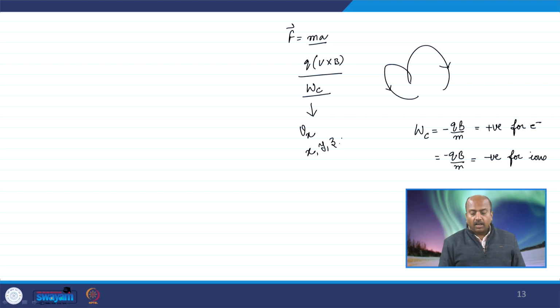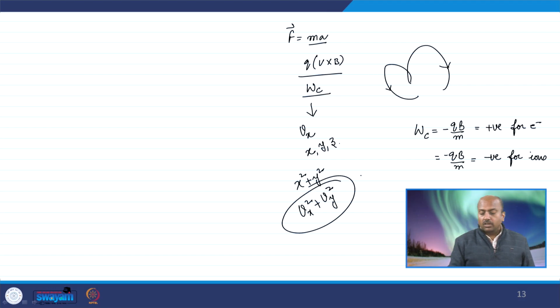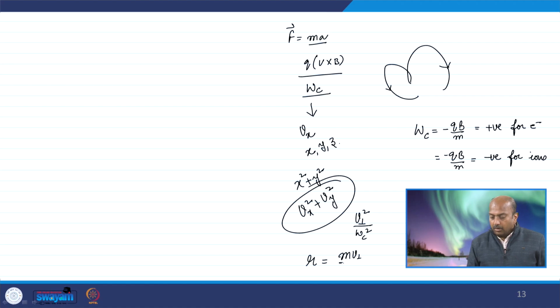Okay. Then you will realize that x square plus y square, or more generally, Vx square plus Vy square, in the equation that you're going to get, will look similar to an equation representing circular motion with a characteristic radius, which is called the gyroradius, equal to V perpendicular square divided by omega c square. If V perpendicular is the perpendicular component of velocity, the gyroradius can be written as m V perpendicular by q b.